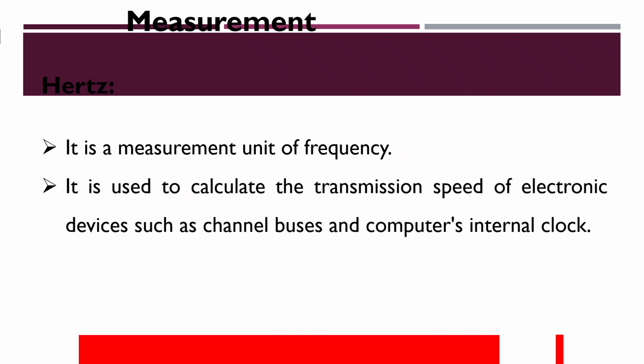So how does it get measured? It is always measured in the unit of frequency. It is used to calculate the transmission speed of electronic devices such as channel buses and computer internal clock.